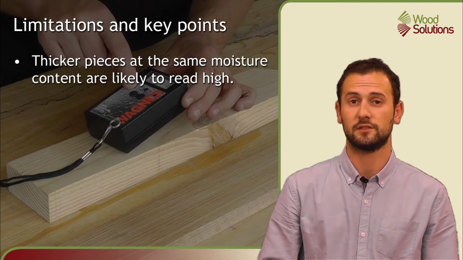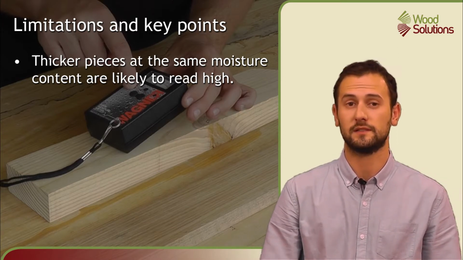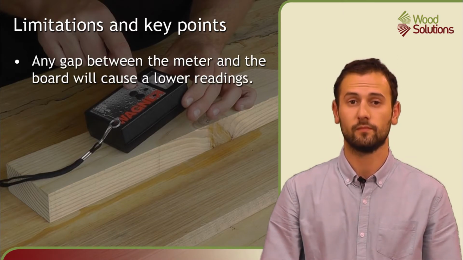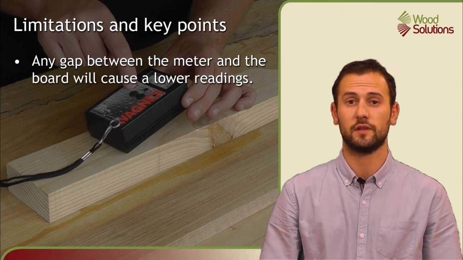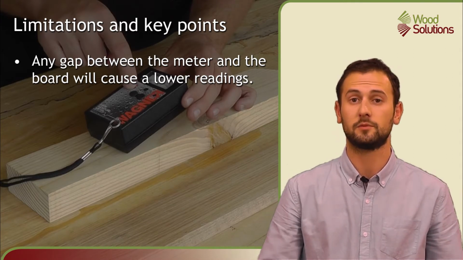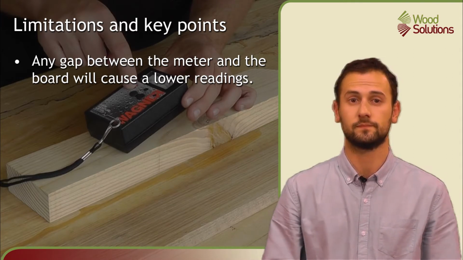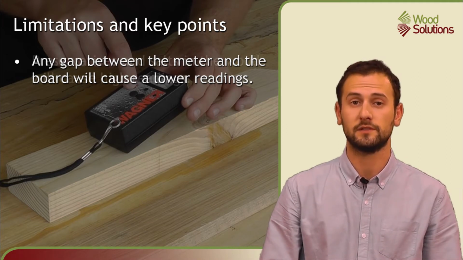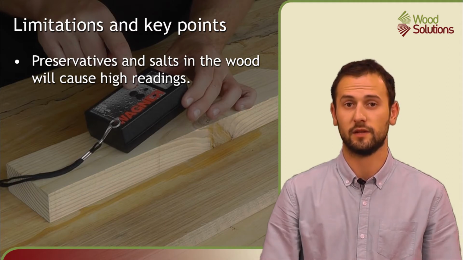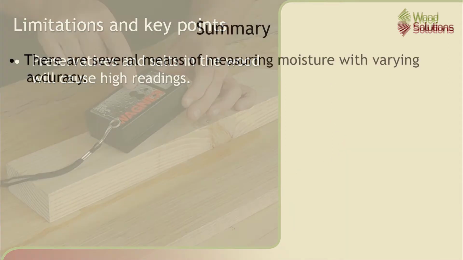If no timber thickness adjustment is provided, then thicker pieces at the same moisture content are likely to read high. Care has to be taken to ensure that there are no gaps between the meter and the board. Gaps will cause a lower reading. Lastly, the presence of preservative or other salts will cause capacitance readings to be higher.